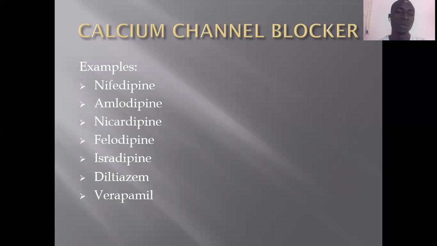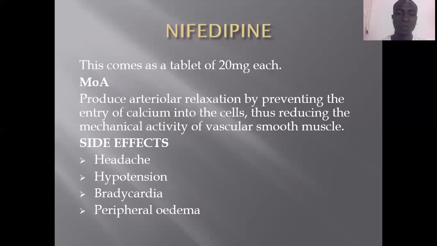Then we're going to look at the calcium channel blockers. We're talking about nifedipine. We are going to discuss nifedipine in this category because it is the most common drug in this category. Nifedipine comes as a tablet of 20 milligrams each. Nifedipine produces vasodilation by preventing the entry of calcium into the cell, which would reduce the contraction of the vascular smooth muscle.